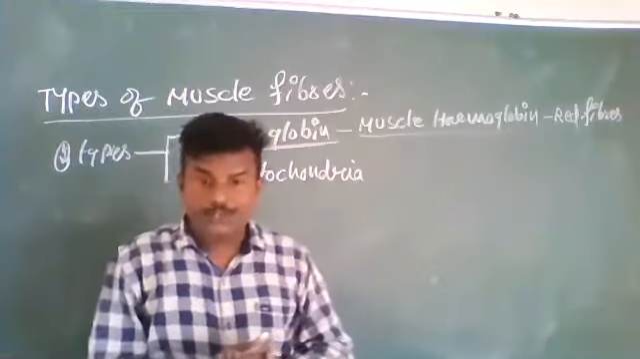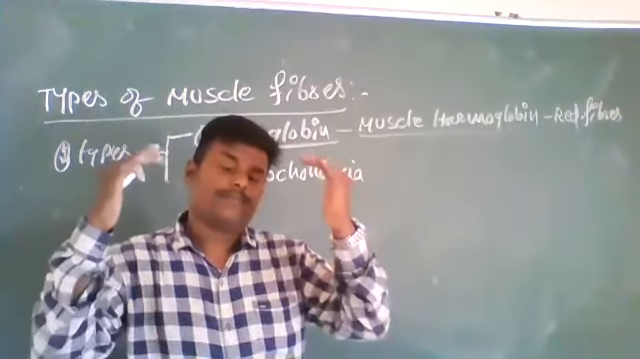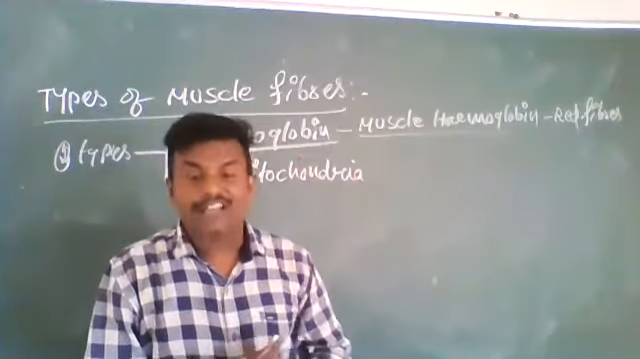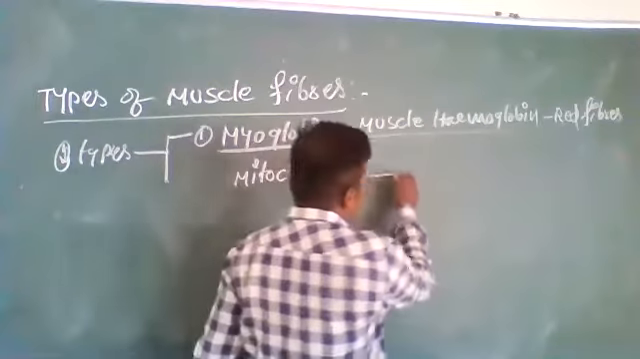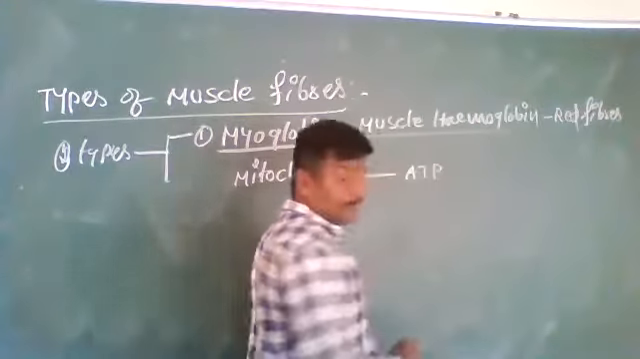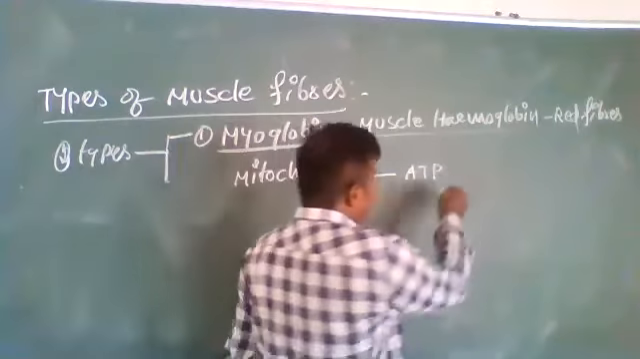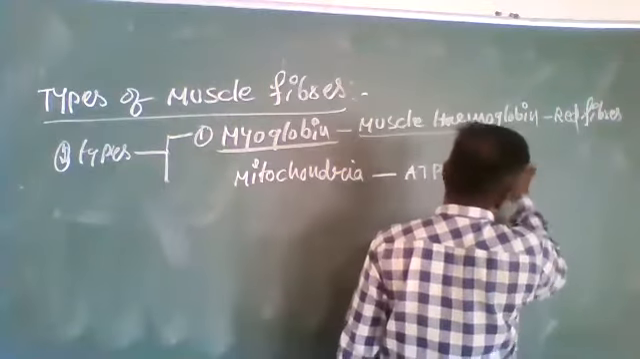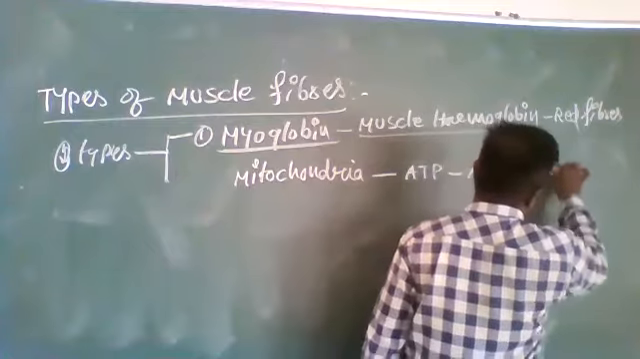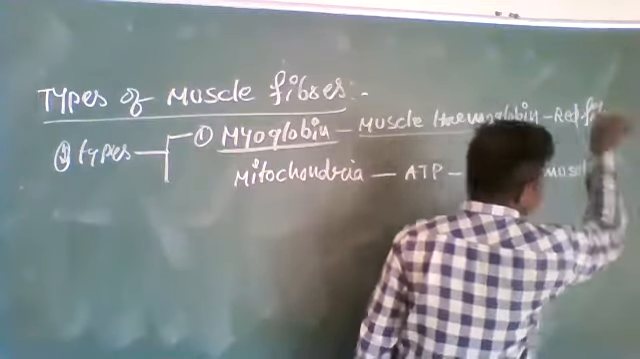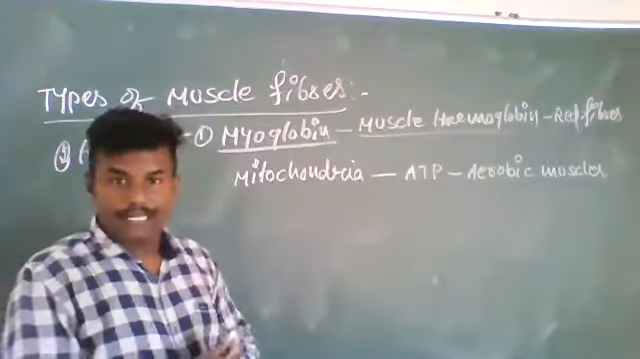These mitochondria use more and more oxygen for the production of ATP. Therefore, this kind of muscles are also called aerobic muscles.